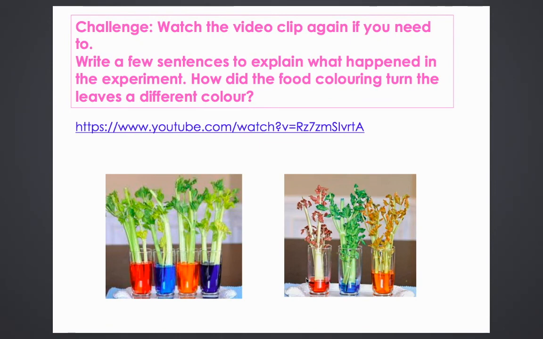Finally, there's a little challenge for you to have a go at if you want to. Don't worry if you don't have time or you don't want to do it. That's all right. Now, the challenge says watch the video clip again if you need to. Don't worry if you don't and you remember it. It says write a few sentences to explain what happened in the experiment. How did the food colouring turn the leaves a different colour? In that question, I want you to explain how the food colouring travelled up the plant and got to the leaves. Watch the video again for some more help if you need it.